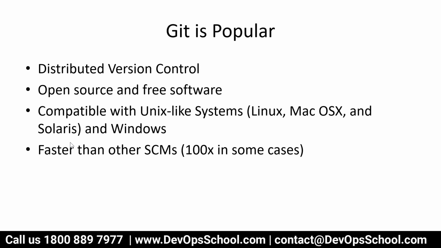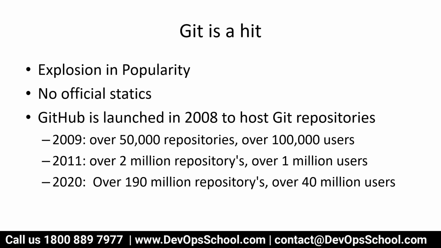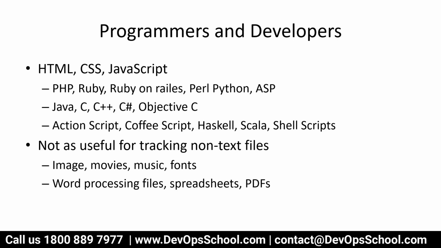Now, why is Git popular? Because it has distributed version control. It is open source and free. Why we call it a distributed version control, I'll discuss in some time. Git is compatible with all the operating systems you know, and it's faster than other SCMs, sometimes 100x. Why it is faster and what distributed version control is are interrelated, so we'll discuss this in some time. Nowadays everyone is using Git, and because of that it's very popular.